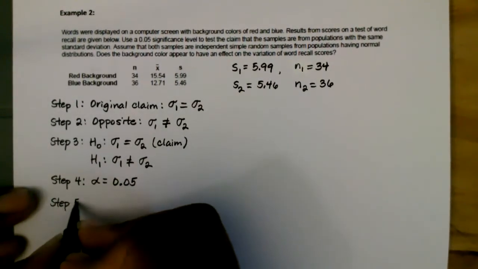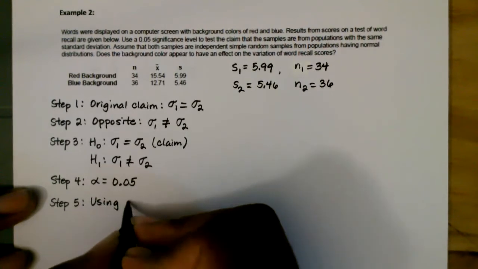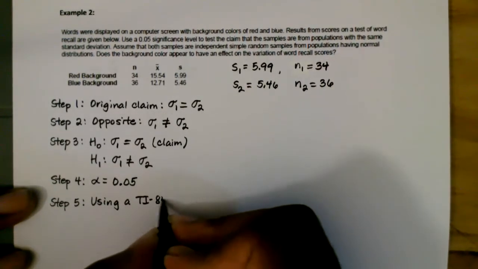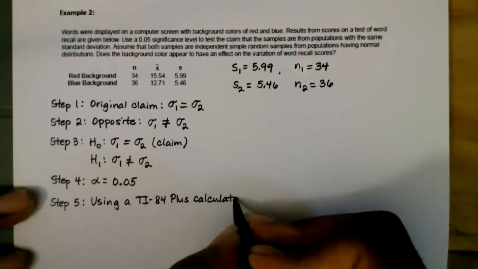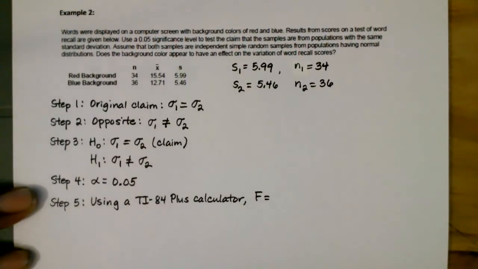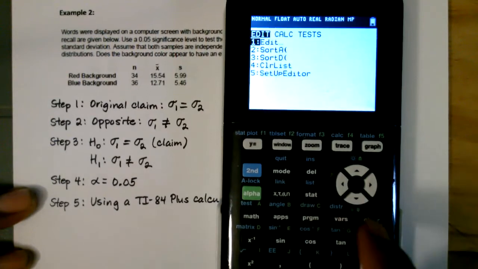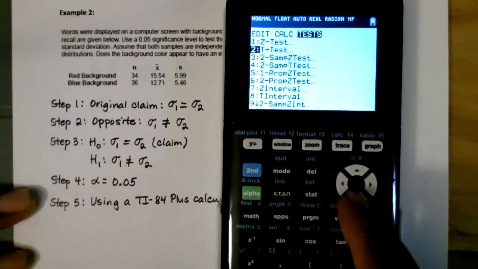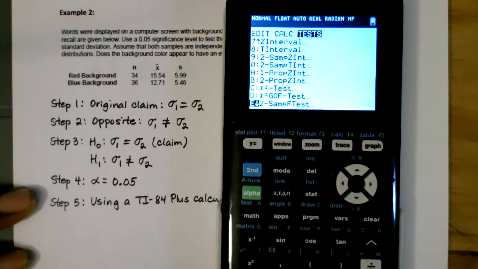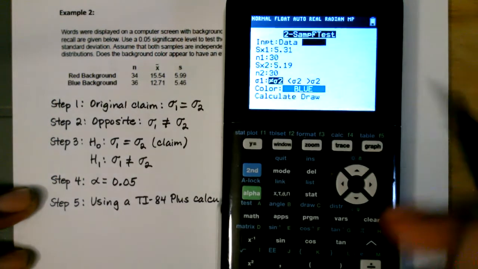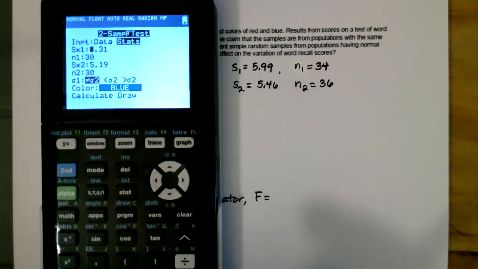And then step number 5 is where we use our graphing calculator to find the F-test statistic. So I'll just say here, using a TI-84 plus calculator, we're going to find out what F is. Okay, press the Stat key, go over to Test. Drop down using the down arrow key to find 2SampFTest, which is right here. Then press Enter. Stat should already be highlighted. Okay, so now press Enter.